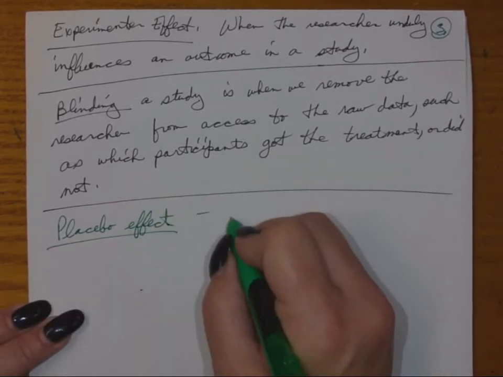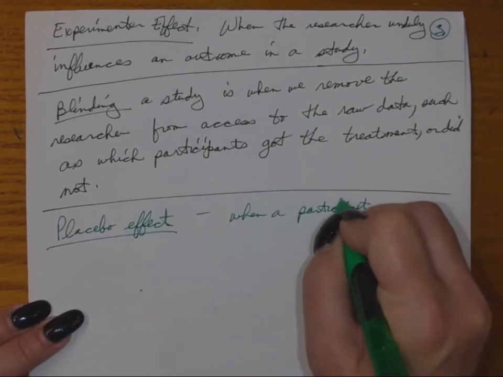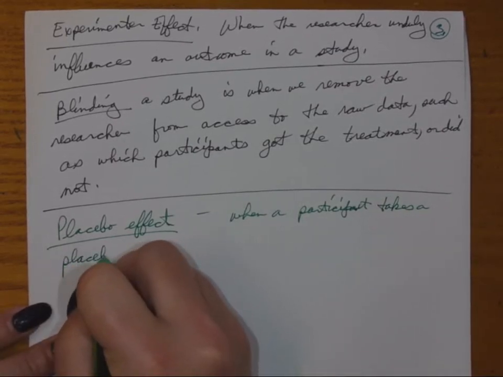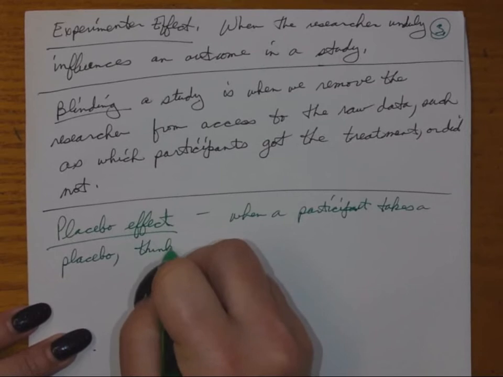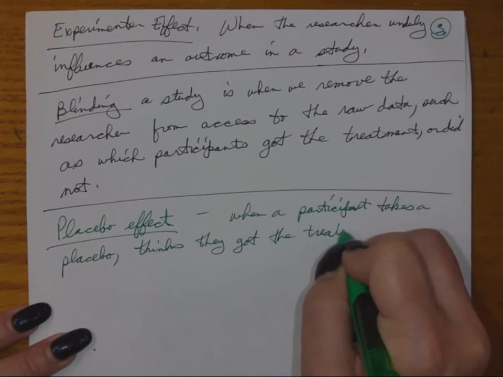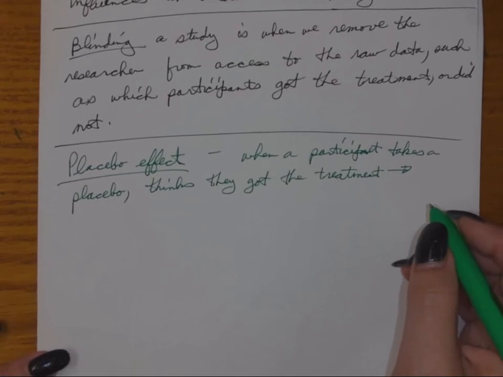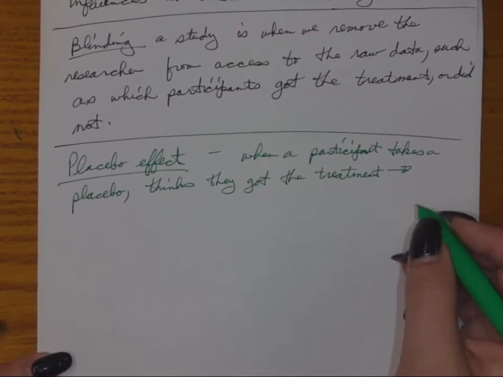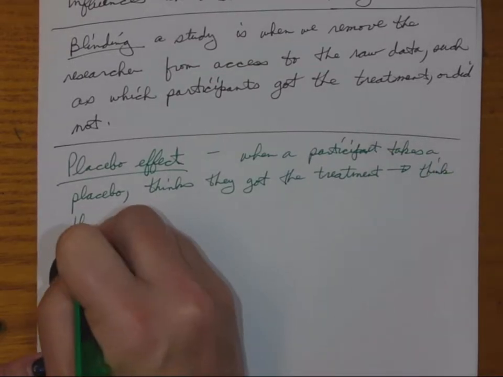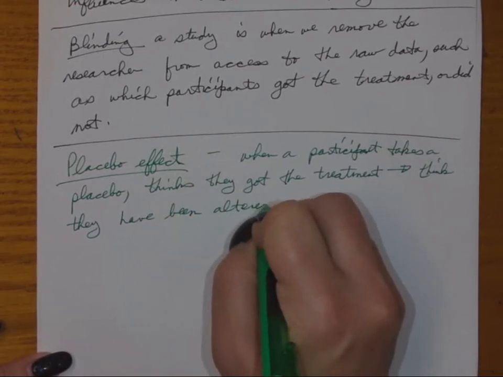Okay. The placebo effect is when a participant takes a placebo, whatever it is, and thinks they got the treatment, so they immediately, or upon their responses to the researcher, really do think they have been altered. Normally that's in a better state, right?